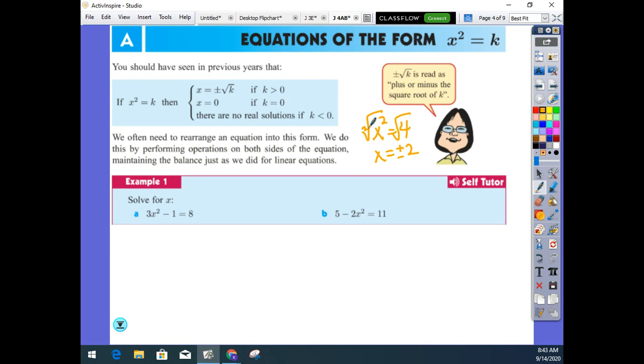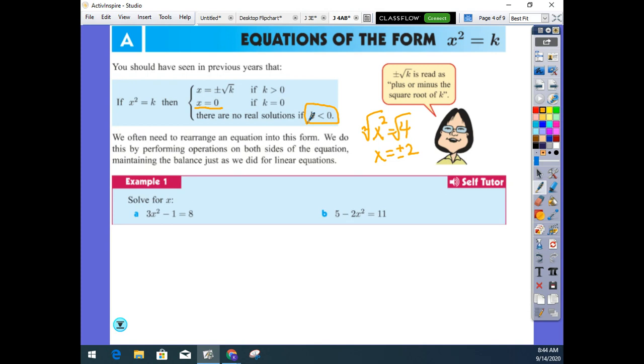So notice how they state this definition. If k is anything other than 0, you just do the plus or minus square root of the number. They specify that x equals 0 if k is 0 because there's only one solution. There is no plus or minus 0, it's just 0. And if k is less than 0, we don't have real numbers, those are imaginary. Remember when we take the square root of a negative, that's an imaginary number. IB pretty much just deals with real solutions, so we won't have to worry too much about that.